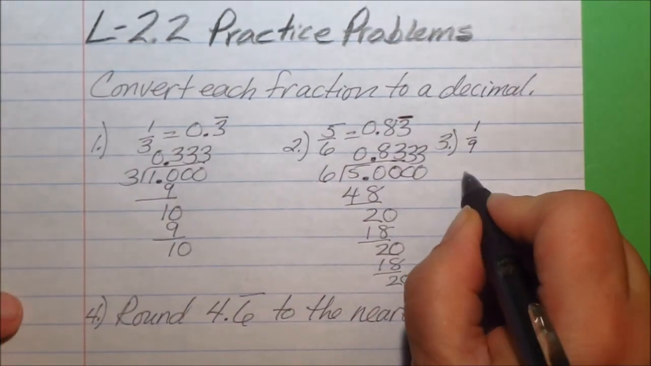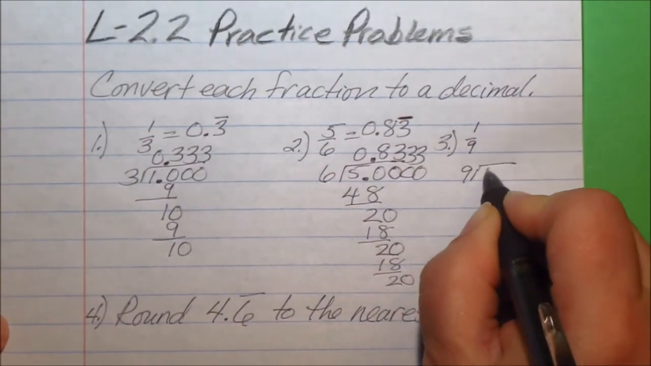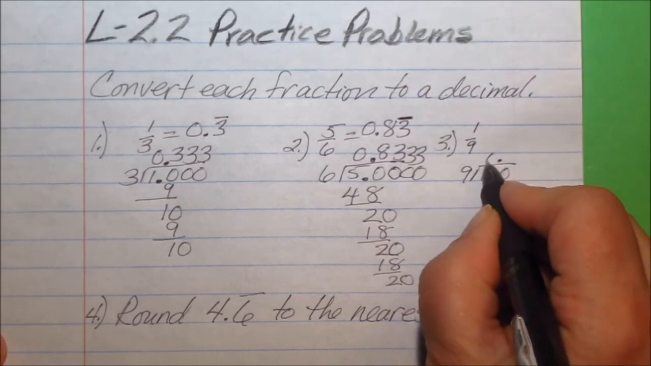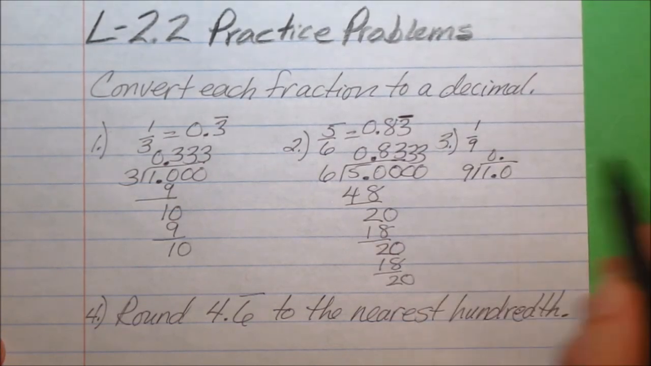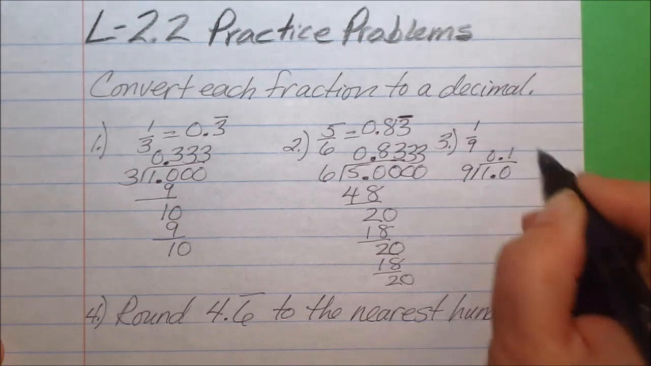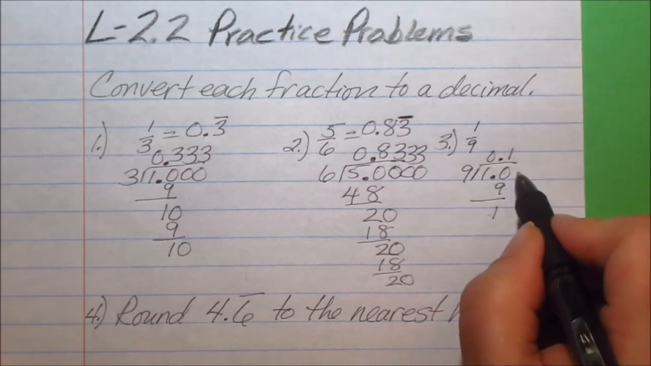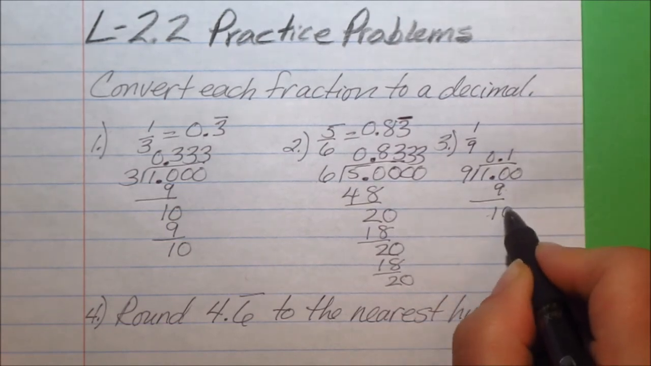Okay, so last one. Now we're going to divide 9 into 1. Get that decimal here, put it straight up. 9 does not go into 1, so we put our placeholder 0 there. 9 does go into 10 one time. 1 times 9 is 9. Subtract it, that leaves me with 1, so I'm going to put another 0 here and bring it down.